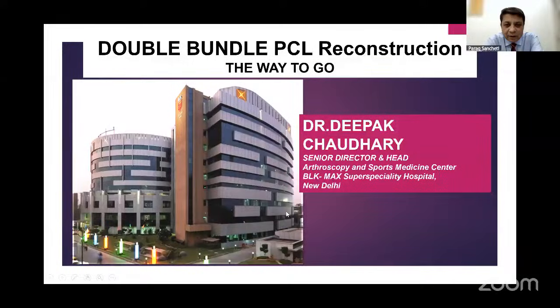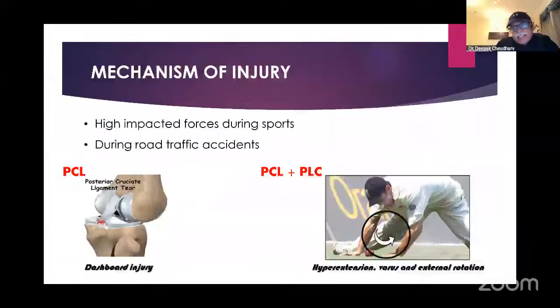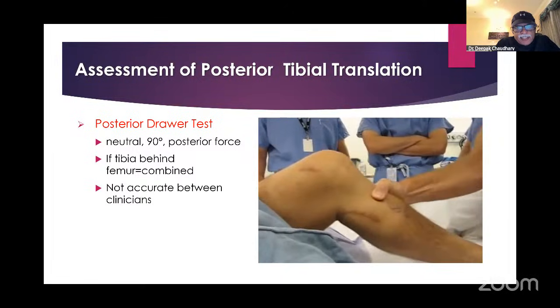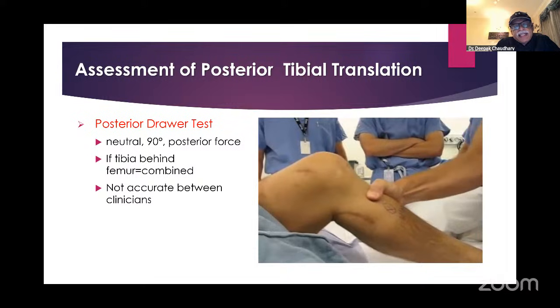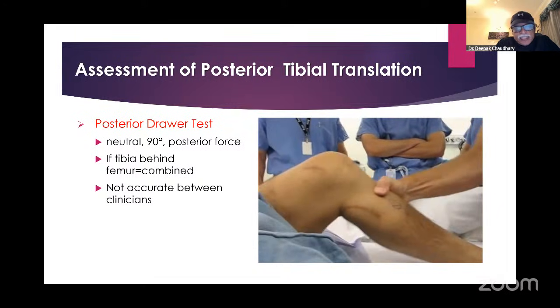So the mechanisms of injury of PCL either could be high impact forces during sports, or it could be road traffic accidents. And when we are dealing with PCL, one has to be very careful to see whether there are any other ligaments involved, especially the PLC, which is often missed. The posterior drawer test is the commonest test that we use, and then we have the active quadriceps test.